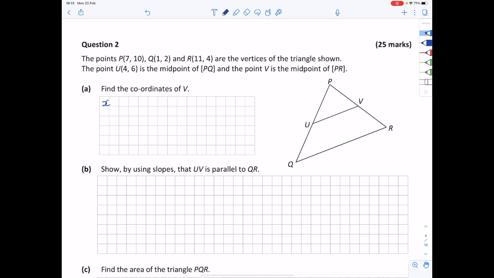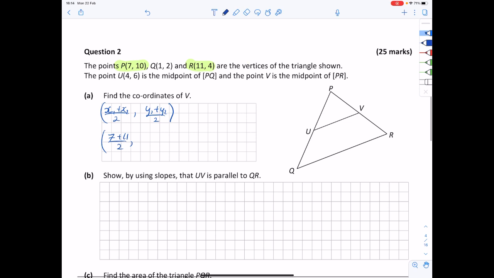Remember midpoint formula, x1 plus x2 divided by 2, and y1 plus y2 divided by 2. So we can substitute for x, given that it's points P and R. Points P and R are my points for the midpoint, so we can substitute 7 plus 11 over 2 and 10 plus 4 over 2 to give us coordinates of 9 and 7.